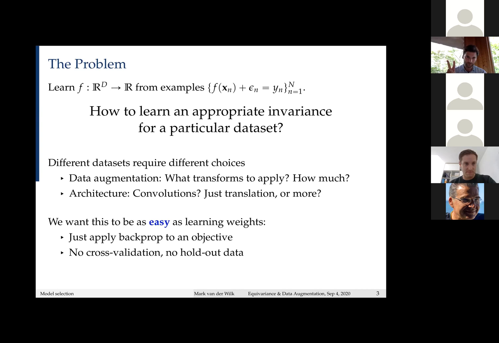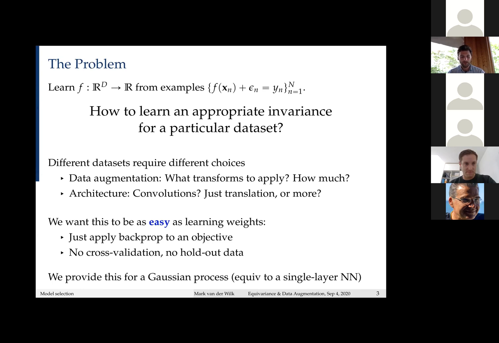I've got two requirements. The first requirement is that we only apply backpropagation to an objective, just like we currently apply backpropagation to minimize the training loss for the weights of a neural network. And the second requirement is that we require no holdout data. So I don't want to do anything like cross-validation. I just want to compute an objective on our training data and then backpropagate. And then I want to find a procedure that actually tells us which invariance we should be using for that particular data set.